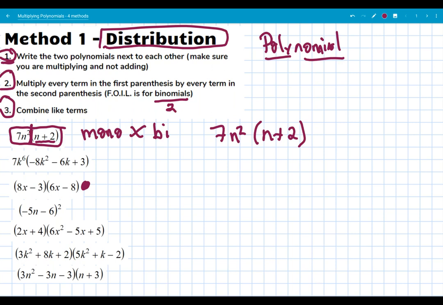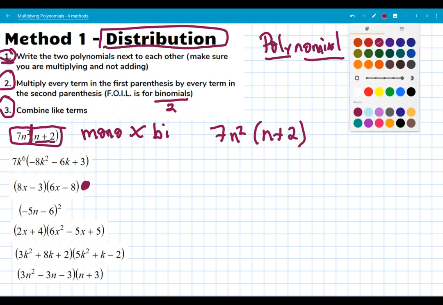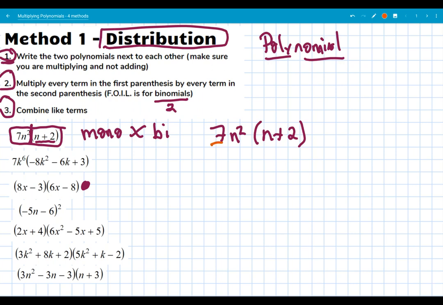All right. Well, the way I like to visualize the distribution method is this. Imagine that this person is coming to visit the house where these 2 people live, because it's a binomial. There's n and 2. Well, when they come in, they're going to shake hands with n and shake hands with 2. That's how I visualize this. So I'm going to say 7n squared times n. Well, I'm going to write it out for us. 7n squared times n. This plus sign goes here in front of the plus 2, plus 7n squared times 2.